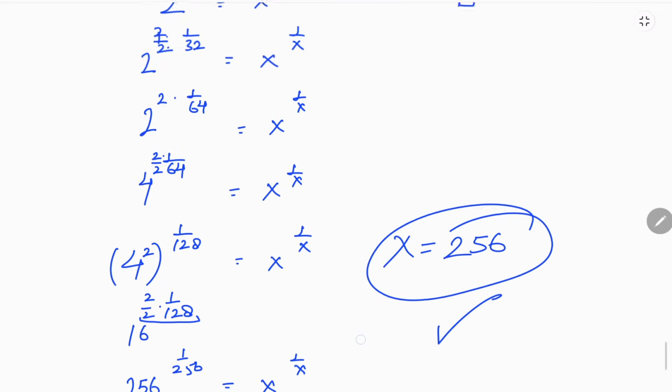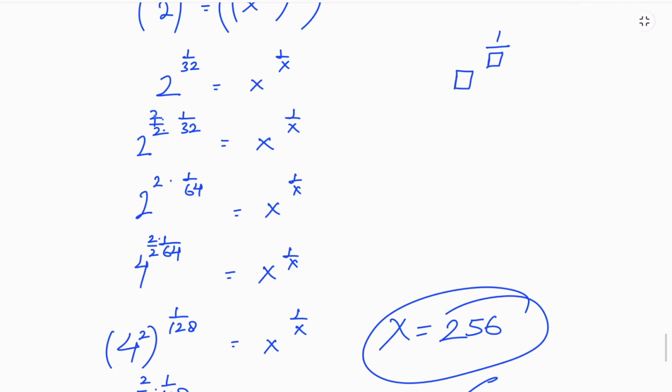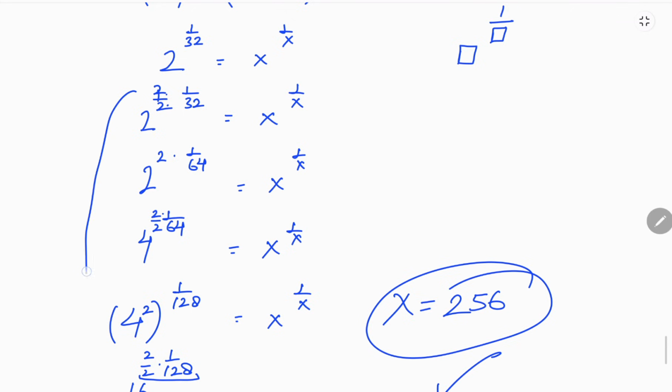So I hope you understood this. In these types of questions you could have directly written it as 8 by 8 if you understand powers of 2, right? If you don't, you can go gradually like this only.